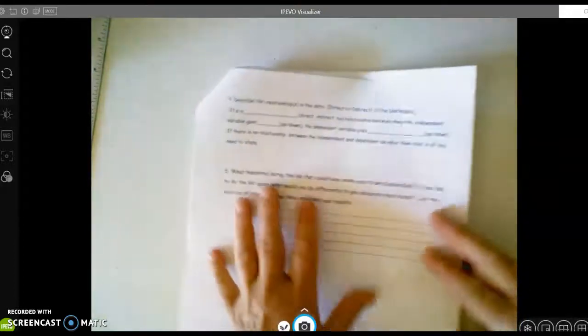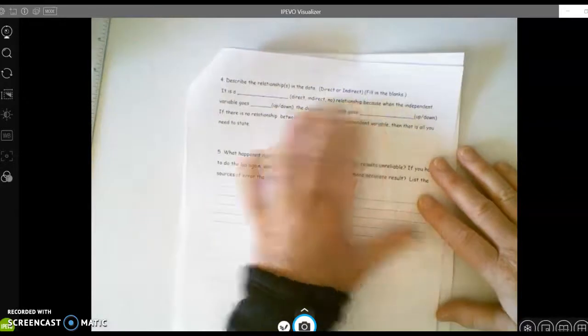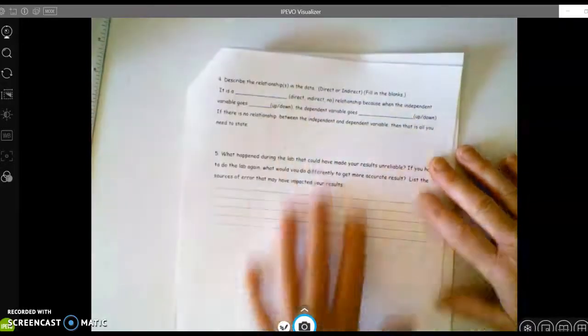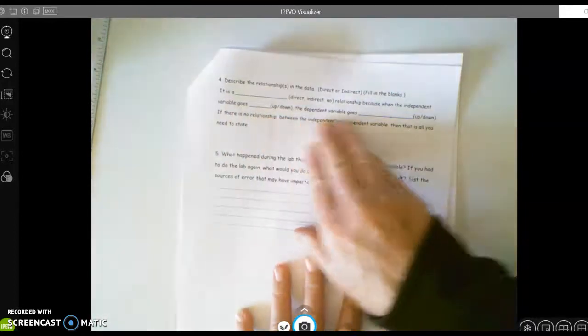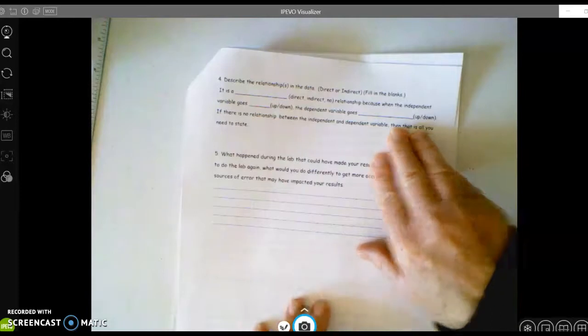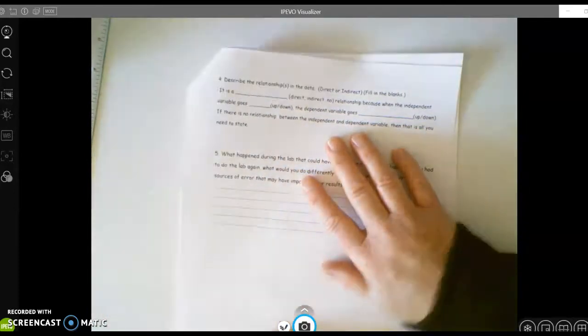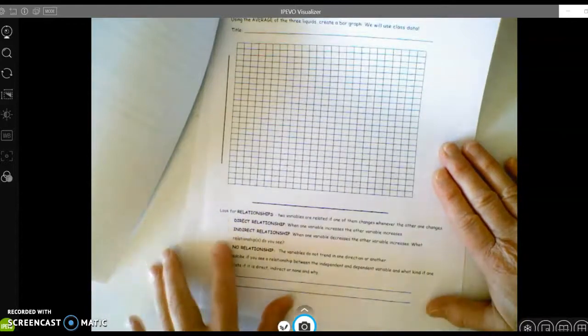Here we have describe the relationship in the data. We're going to talk about if it's direct or indirect. It is a direct or indirect relationship because when the independent variable goes blank, the dependent variable goes blank. If there's no relationship between the independent and dependent variable, that is all you need to state. But we did find a relationship. And how do I know that? Because we did this here. We talked about relationships in class. Is it direct, indirect, or none?